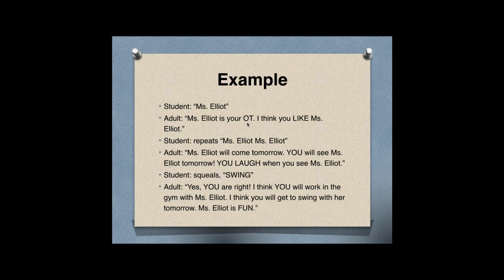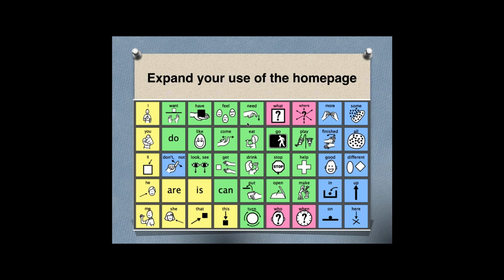And when our kids begin to develop those skills, then we tend to start seeing much more interesting interaction with other people. You can imagine if Ms. Elliott walks into the classroom and our student says, Ms. Elliott, like you, or Ms. Elliott, fun, that's when they start to get that social interaction that shows the other person how important they are to them, and it just becomes much more interactive and rewarding for our students.